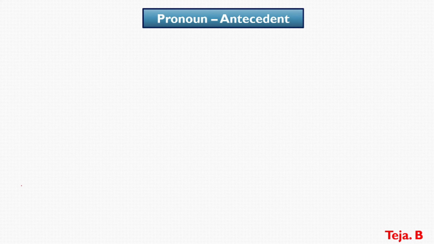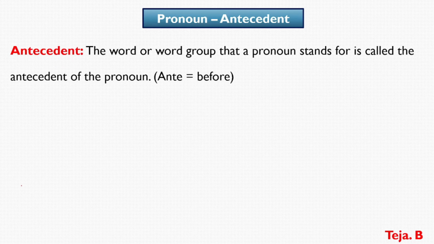Let's see. This is also one of the most important topics in pronouns, pronoun-antecedent, which is a very important one. We must understand what is the pronoun, what is the antecedent. Let's see the definition of antecedent. The word or word group that a pronoun stands for is called the antecedent of a pronoun. We must understand the word ante. Ante means before. That's why antecedent. A word or word group a pronoun stands for. This is what you call pronoun antecedent.